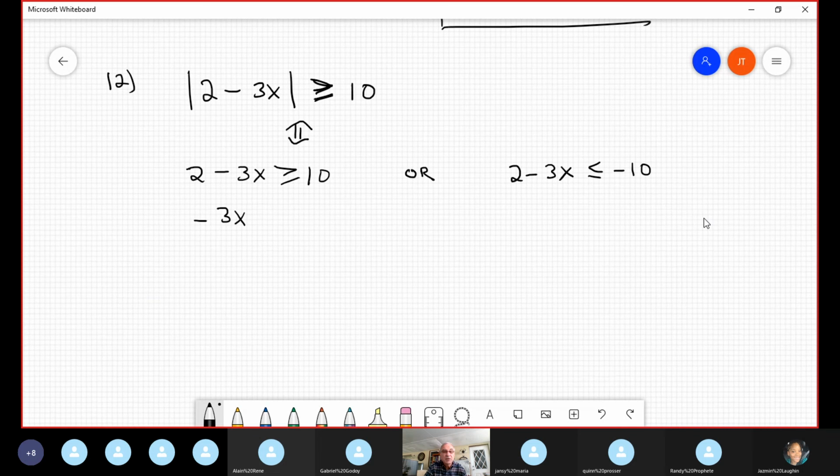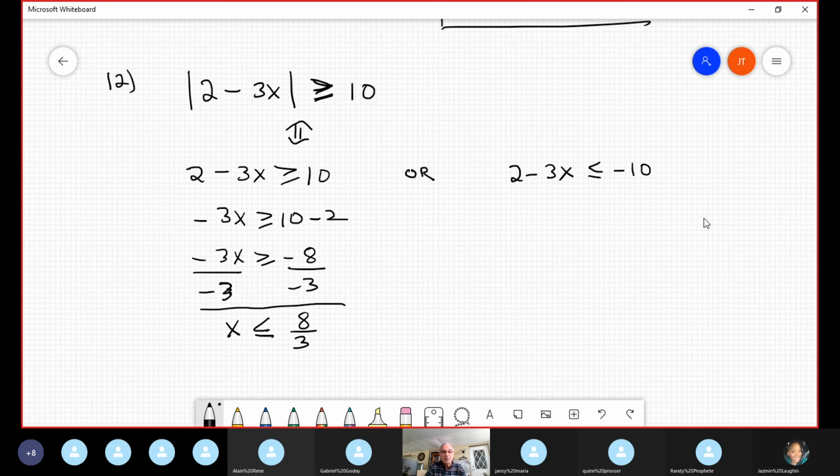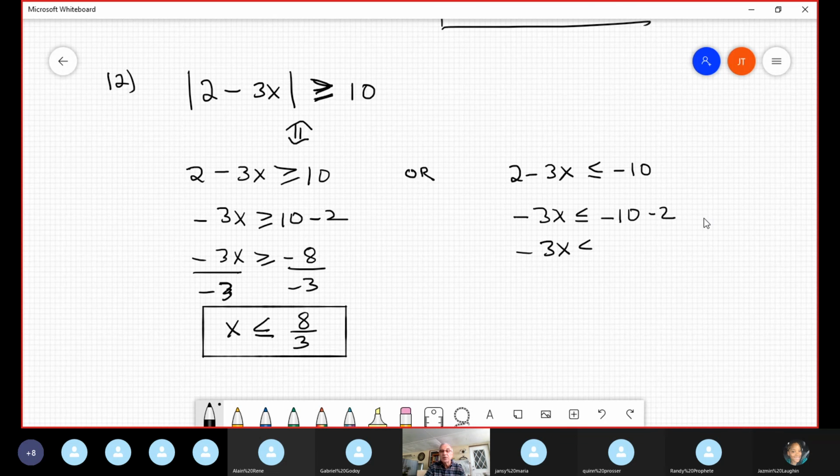The first one is minus 3x greater than or equal to 10 minus 2. Minus 3x greater than or equal to minus 8. Divided by negative 3. Be careful. When you divide by a negative number, you have to reverse the inequality this time. 8 over 3. And this is my first piece. My second piece is minus 3x less than or equal to minus 10 minus 2. Minus 3x less than or equal to minus 12. Divided by negative 3 is the same idea. Don't forget, when you divide or multiply an entire inequality by a negative number, you have to reverse the sign.